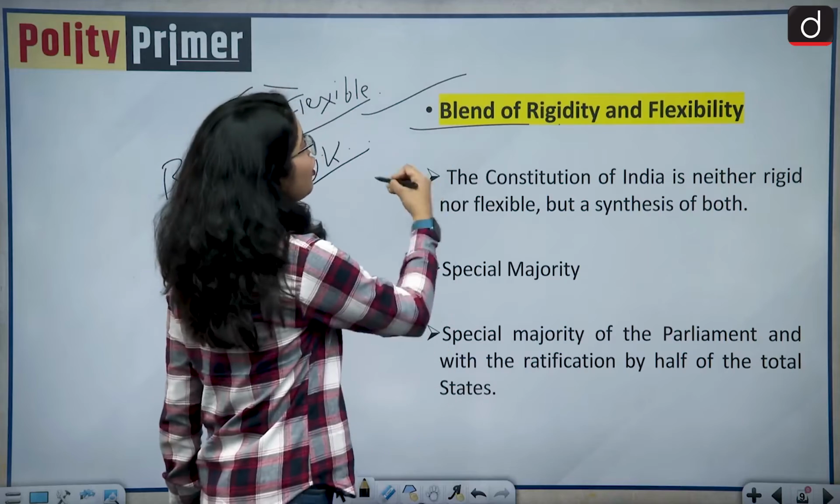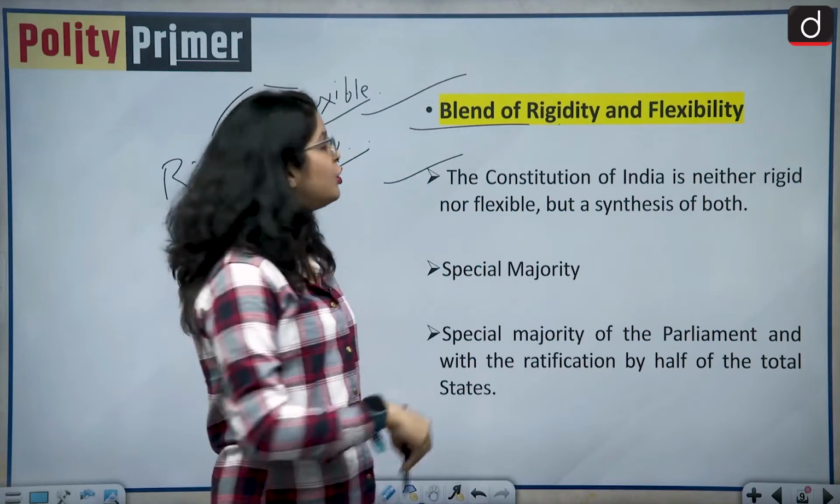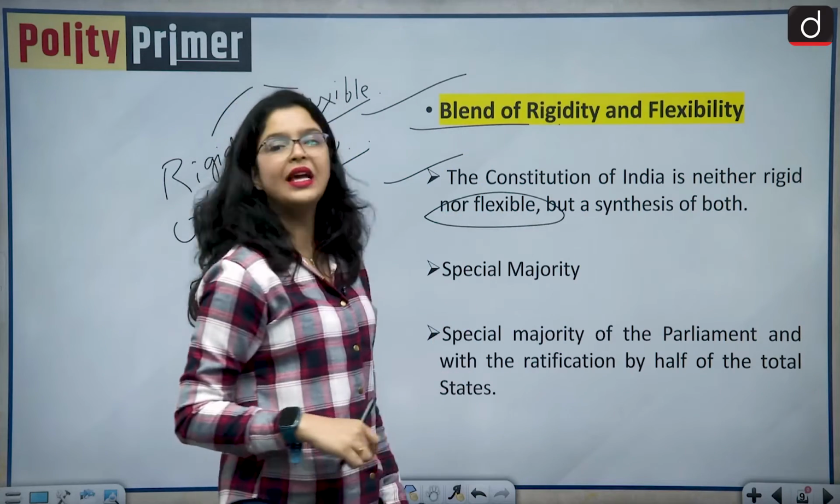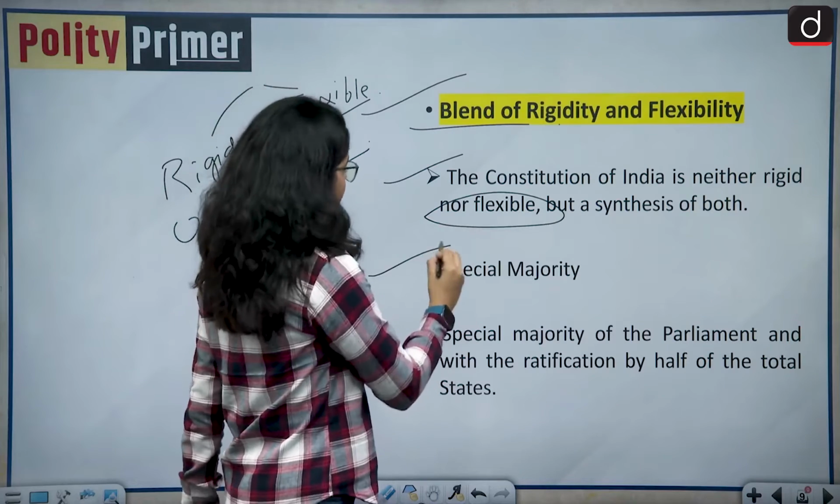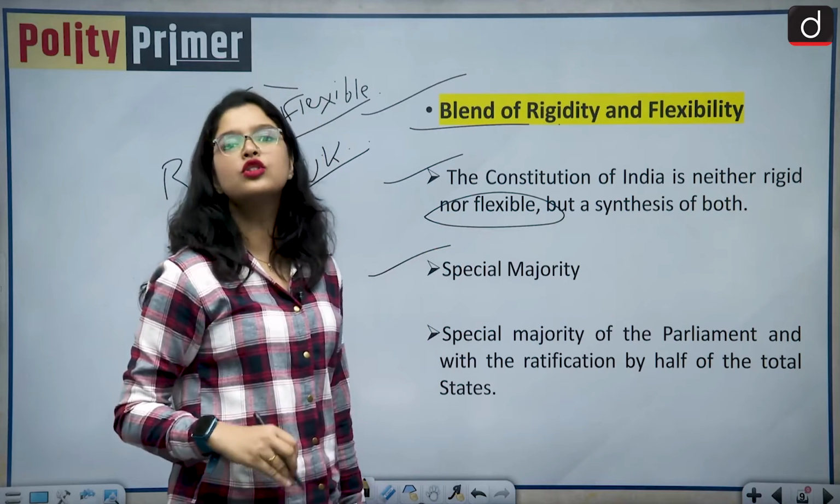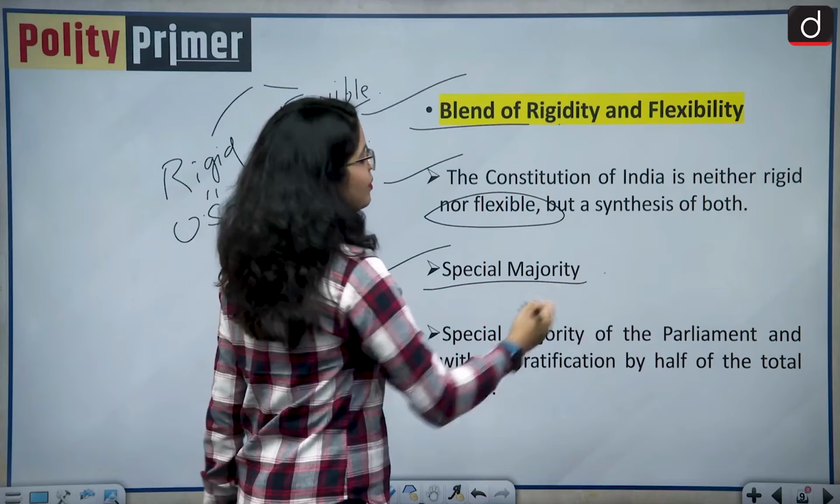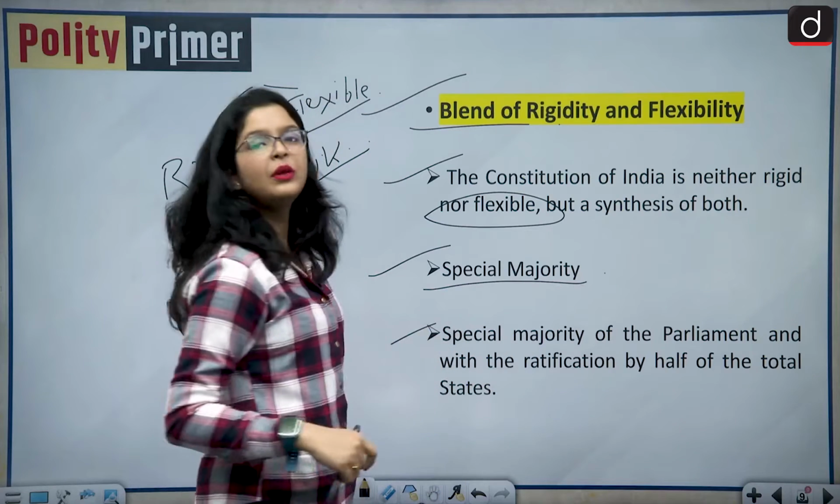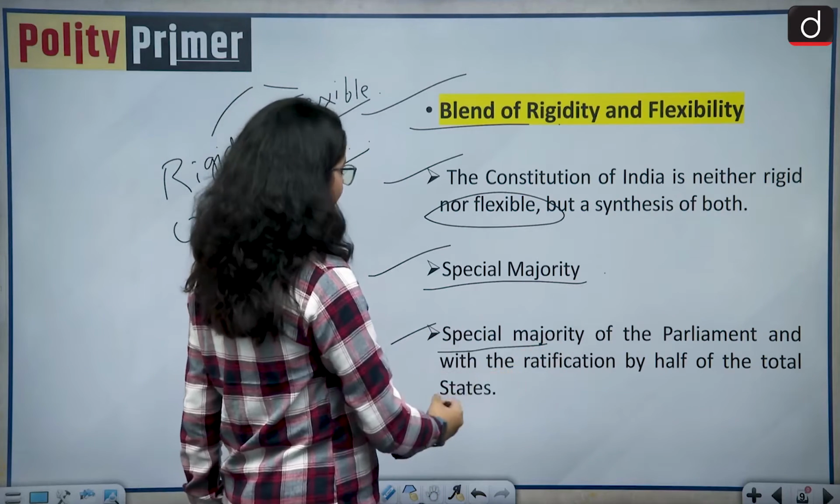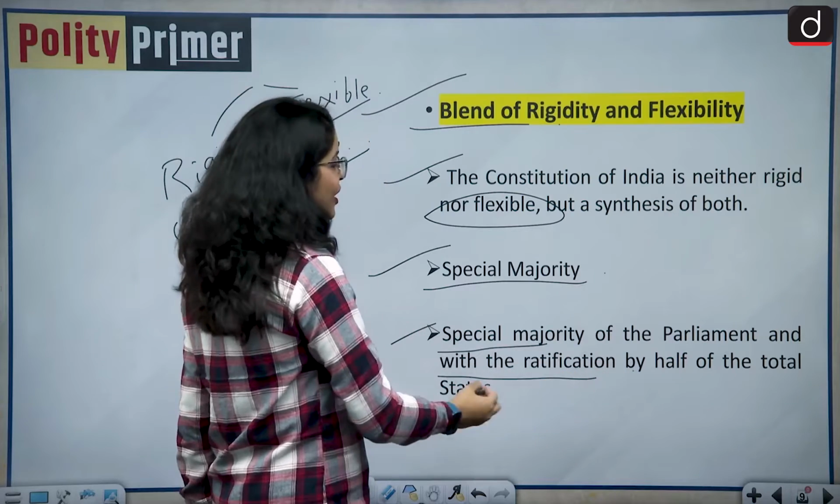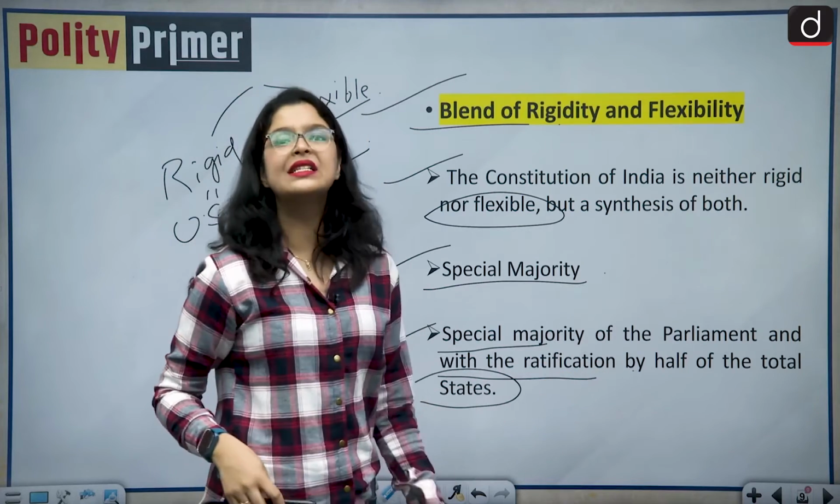But if I talk about the constitution of India, it is neither too rigid nor too flexible, but a synthesis of both. Some of the provisions of our Indian constitution can be amended by a special majority. And some of the provisions require the special majority of the parliament and the ratification by half of the total states.